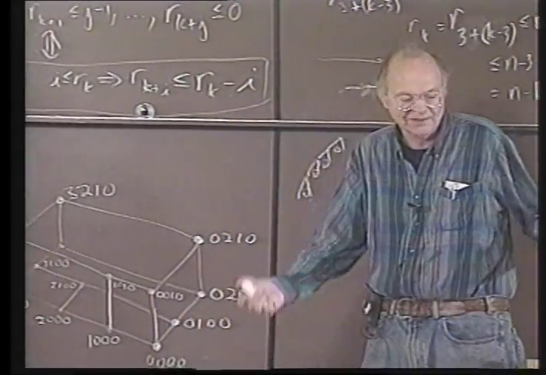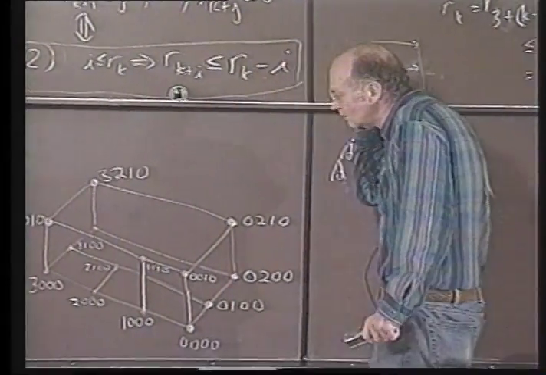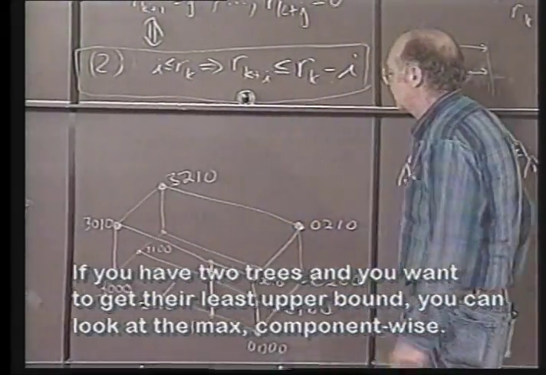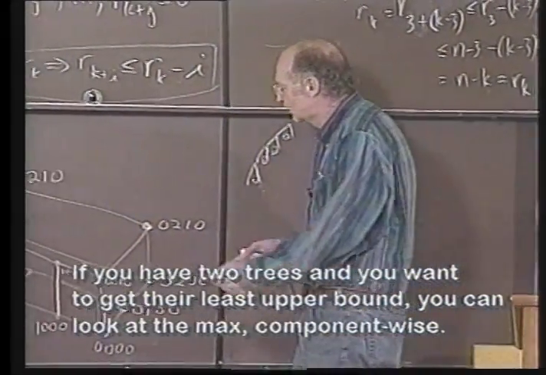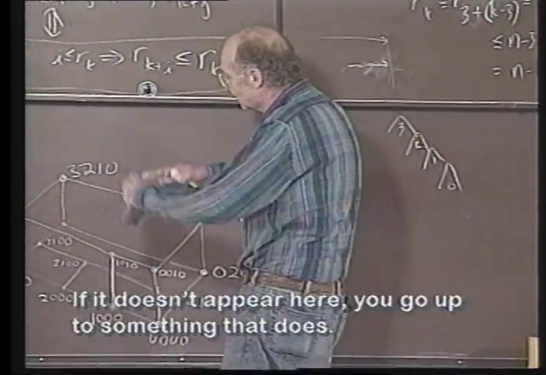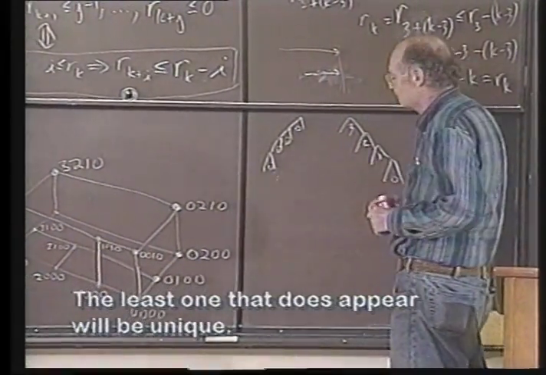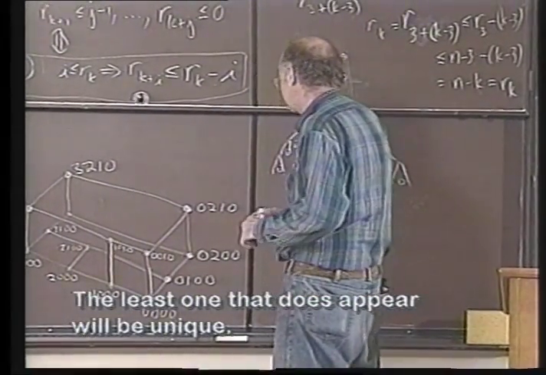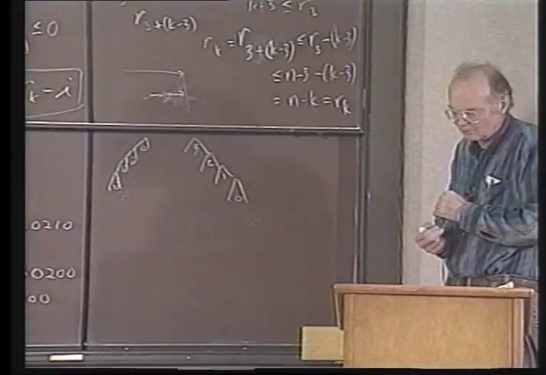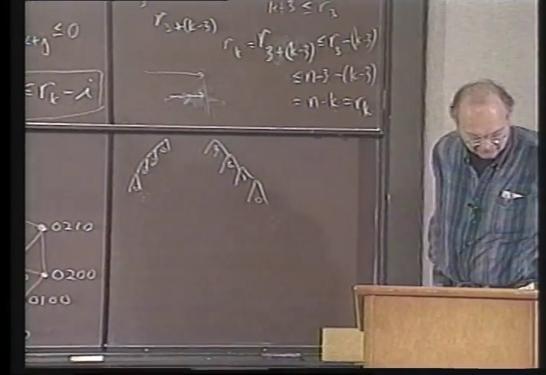I told you another way to get it by left subtrees, which is faster, but this is another way to do it. If you have two trees and you want to get their least upper bound, you can look at the max component-wise and see if it appears here. If it doesn't appear here, you've got to go up to something that does. But the least one that does will be unique. There won't be two of them. Okay, so that's because it's a lattice. And the proof is by using the other calculation by means of left subtrees.